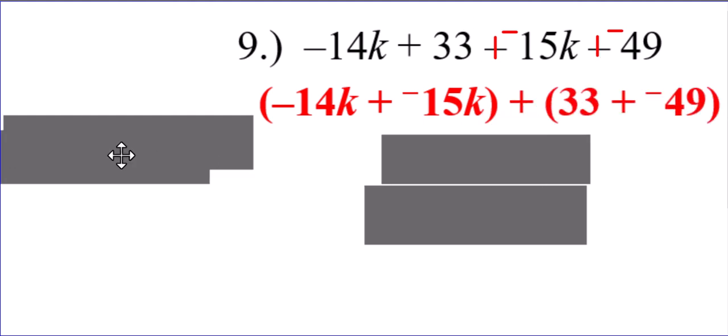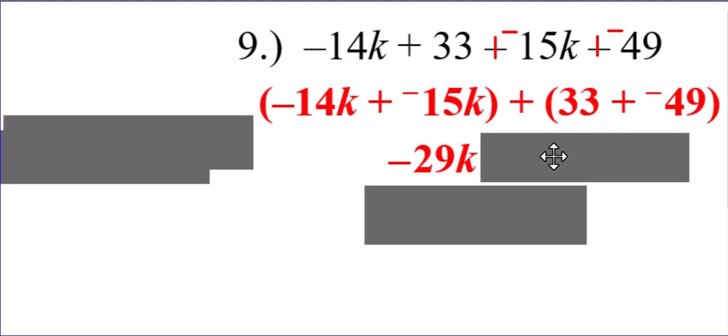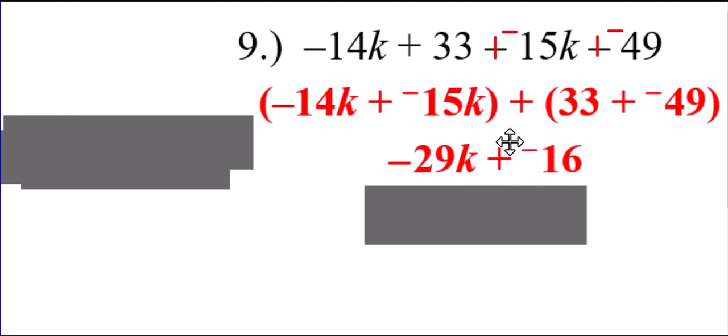33 and negative 49, they are both constants, numbers with no variables, so they will get grouped together. They are like terms. So I'm kind of doing the commutative property and then also grouping, which is associative property, and I'm doing it all in one step, and I hope you're okay with me doing that. A negative plus a negative you will add in your head and get negative 29k. Positive and negative you will subtract in your head, you get negative 16.